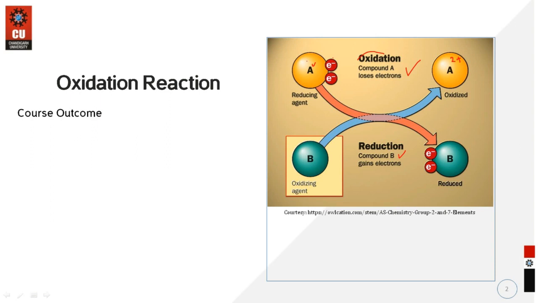The molecule which undergoes oxidation is known as the reducing agent, and the molecule which undergoes reduction is known as the oxidizing agent. So whatever oxidizing agents we are going to study in this course, they gain electrons, right? Usually we are going to discuss metals. If a metal gains electrons, it will have a negative charge on it, but we know that metals do not have a negative charge.